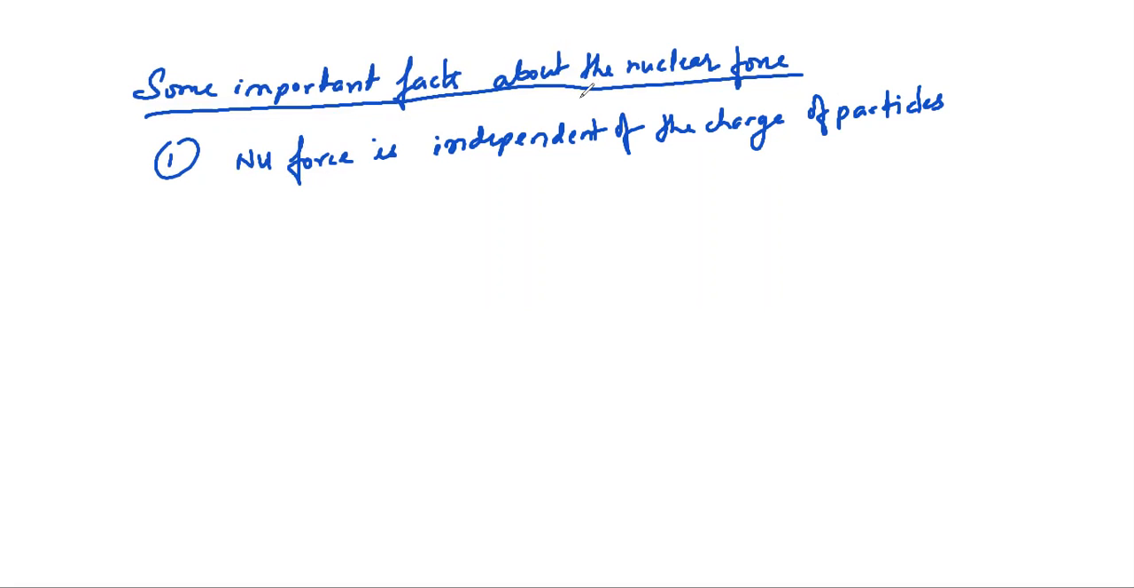And nuclear force is a very short range force. That is, it appears between two particles at a very close separation. If the separation is very close, of the order of 10 raised to minus 15 meter, that is femtometer, then this will exist. Otherwise, it will not exist. So this also is very important, that nuclear force is a short range force.